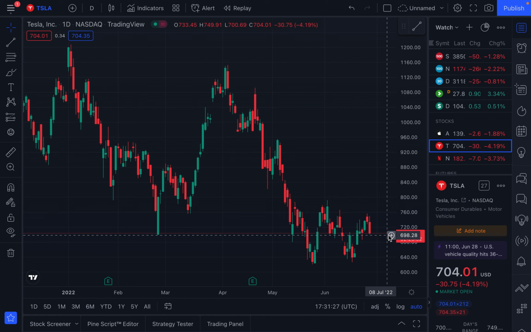When do I know if it might be a good time to buy a stock? When do I know if it might be a good time to sell a stock? Knowing this indicator can potentially help you answer questions like that, okay?